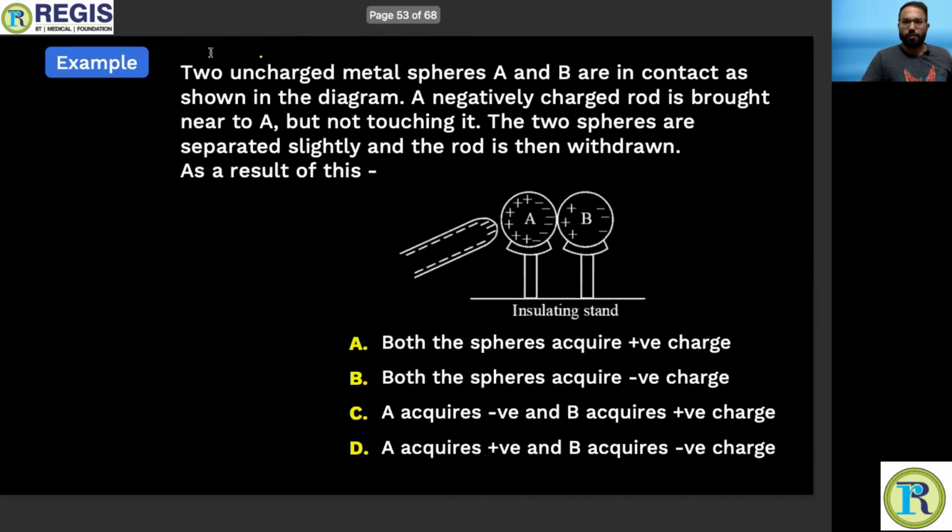Let me change my screen first. The question was: two uncharged metal spheres A and B are in contact as shown in the diagram. A negatively charged rod is brought near to A but not touching it. The two spheres are separated slightly and the rod is then withdrawn. As a result of this: option A, both the spheres acquire positive charge. Option B, both acquire negative charge. Option C, A acquires negative and B acquires positive charge. Option D, A acquires positive and B acquires negative.